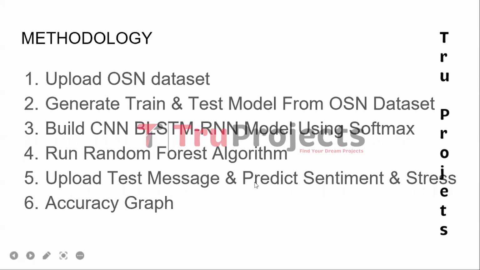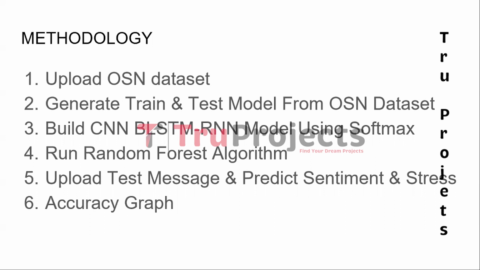These are the modules that are developed to implement this project. Upload OSN dataset. In this module, users can upload an online social network dataset to the application. The dataset contains messages or posts from users on various topics such as politics, sports, education, personal problems, etc. The second module is generate the train and test model from OSN dataset. This module reads all the messages from the dataset and extracts the relevant features to build a train and test model. The features can include sentiment-related information, emotional content, and other relevant parameters.